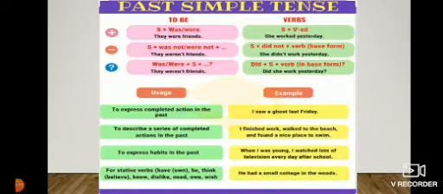Now the uses which I've already told, there are these few examples you can read. Like for the completed action, I saw a ghost last Friday. To describe the series, I finished my work, walked to the beach. For the habits, when I was young, I watched lots of television every day after school.